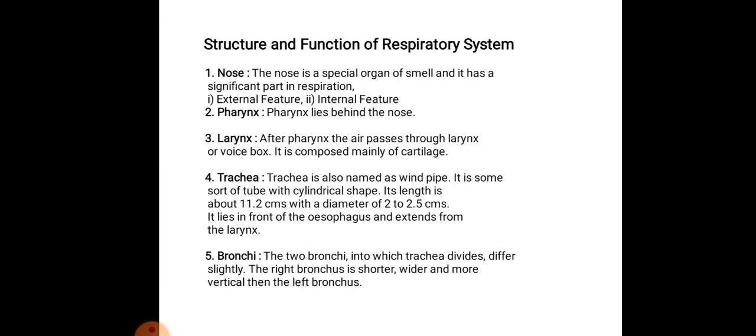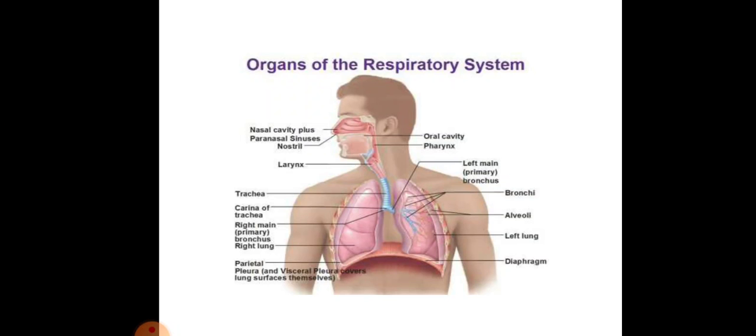The pharynx lies behind the nose. Everybody knows this one. It is the muscular tube which extends from the base of the skull, and its junction with the esophagus lies at the level of the cricoid cartilage. Have you seen the picture of the pharynx? Now talking about the larynx.